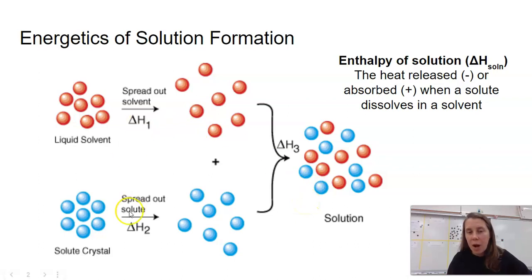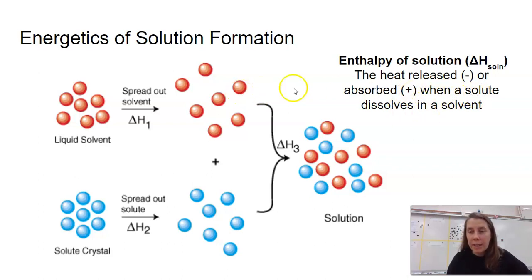To summarize all three of these processes, we use something called enthalpy of solution, which takes into account all three of these. So it's basically the three added together. The enthalpy of solution is how much heat is either released if delta H is negative, or absorbed if delta H is positive, when a solute dissolves in a solvent.